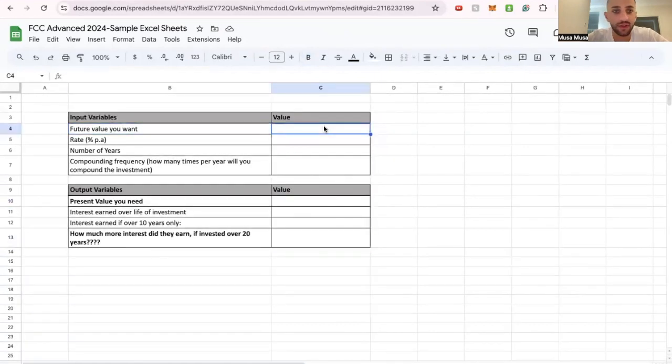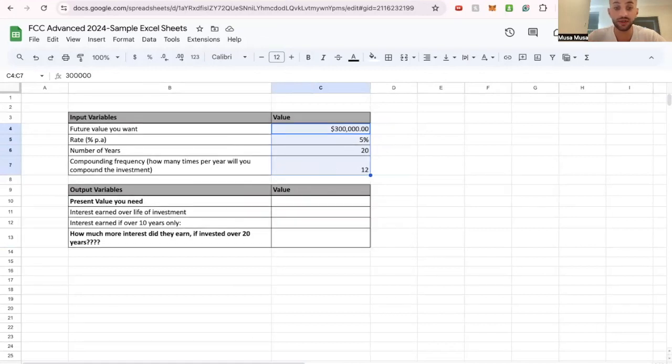And let's fill in everything. So we still want the same future value. We still want a $300,000 future value. So let me put this as currency. The rate, we have to make it the same, so 5%. The number of years, we want it to now be 20. And the compounding frequency is still 12. It's 12 times a year. See how all of these aren't in yellow? That's just me showing you that you're not supposed to change these numbers and make them what you want.